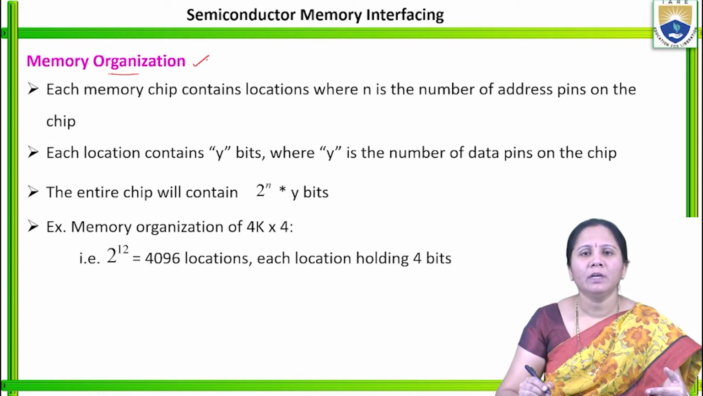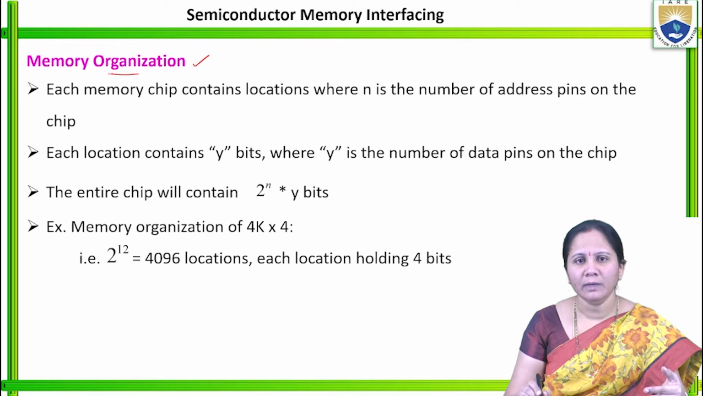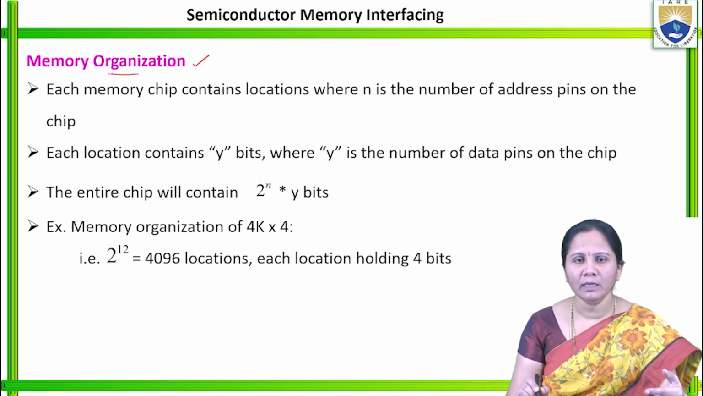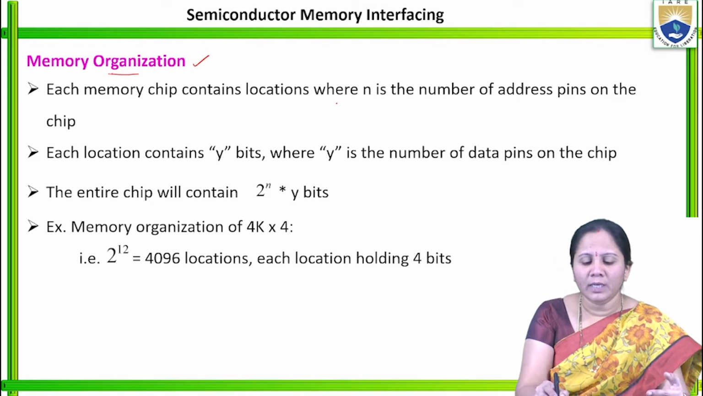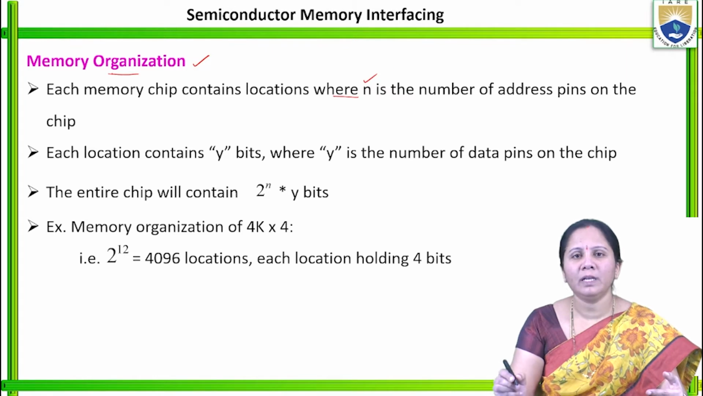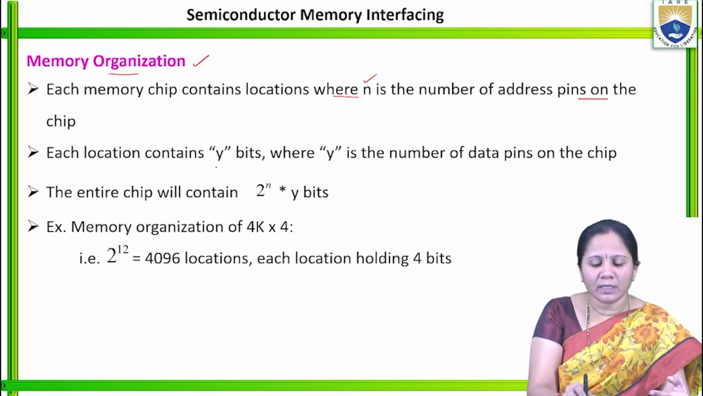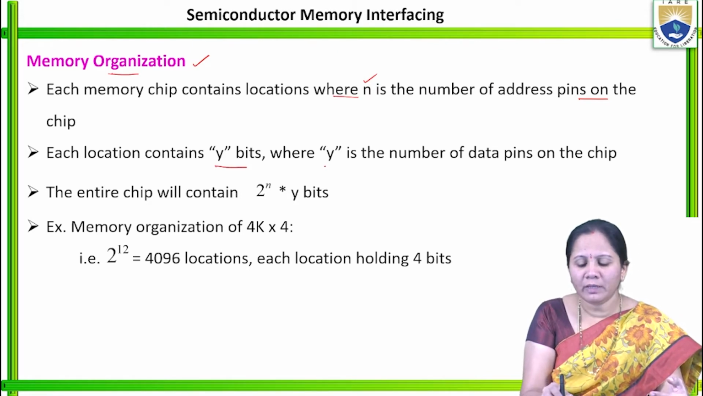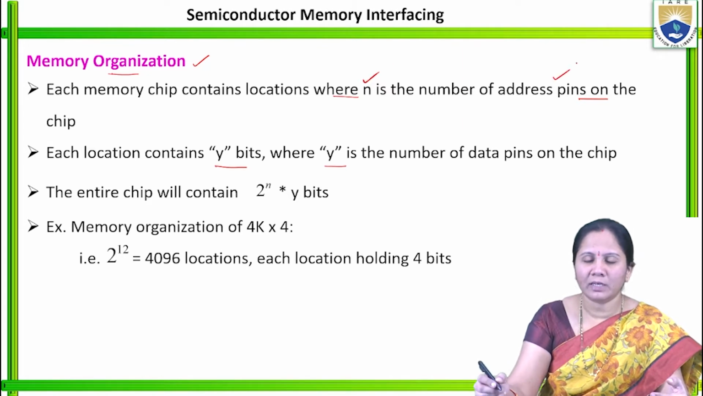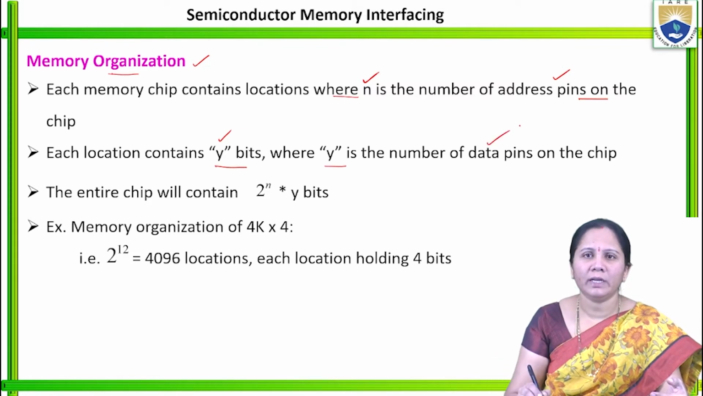Before going to this concept, we should recall some features of the 8086 microprocessor. The 8086 consists of 20 address lines, A0 to A19, and 16 data lines, D0 to D15. Each memory chip contains locations, indicated with a variable n, where n represents the number of address lines related to the chip. Each location contains y number of bits, where the variable y indicates the number of data pins connected to the chip. So n represents the number of address lines, whereas y represents the number of data lines.